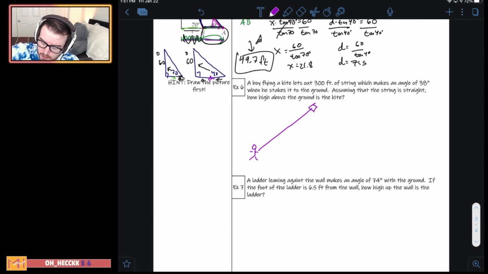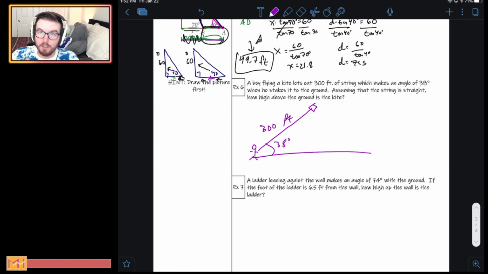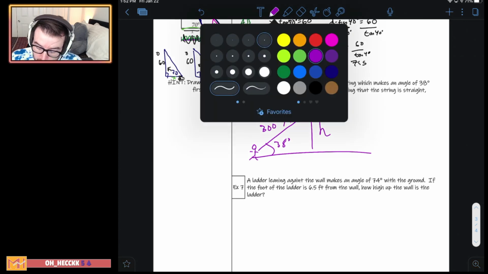He lets it out 300 feet. Holy cow, he's got 300 feet of kite string, right? So it's really up there. And he's making an angle of 38 degrees, right? So he's on the ground and he's making an angle of 38 degrees. It's extending outwards, right? We're describing real life here. Don't overcomplicate the drawing, okay? Assuming that the string is straight, how high above the ground is the kite? Okay. How high above is it, right? The string is 300, the height is unknown, but we're creating an angle of 38 degrees. And boom.